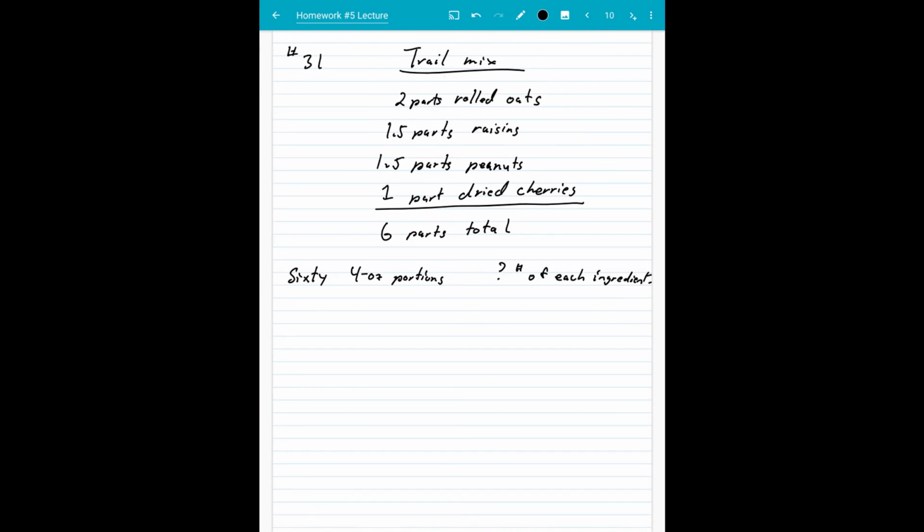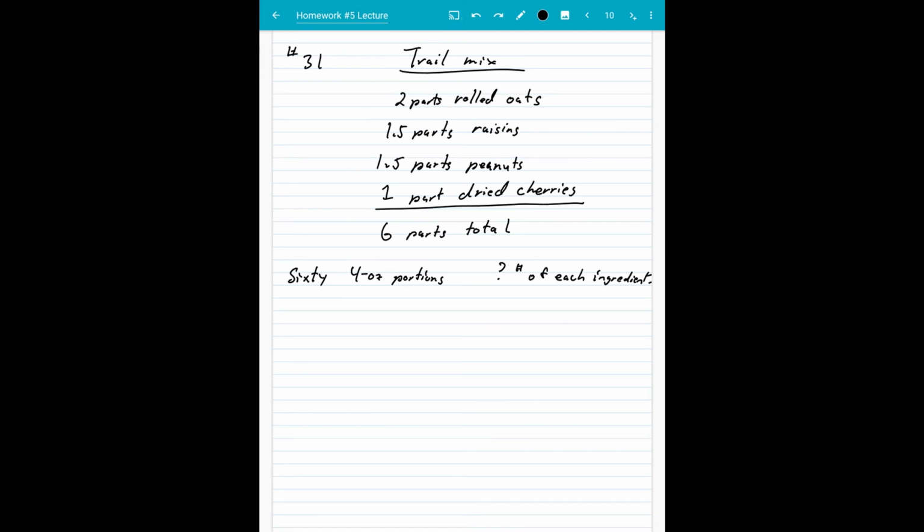Now, look at this word. It says 64-ounce portions. So think about like 60 little baggies or something, whatever they're putting them in, 60 little boxes. That's what it wants. So it wants 60 separate portions. But before you put them into separate baggies, you have to make it as a whole. Then you distribute it into separate little baggies.